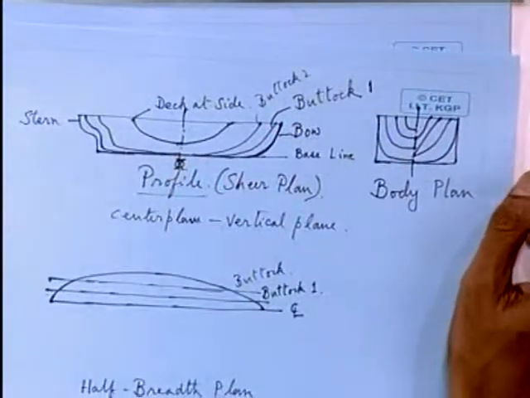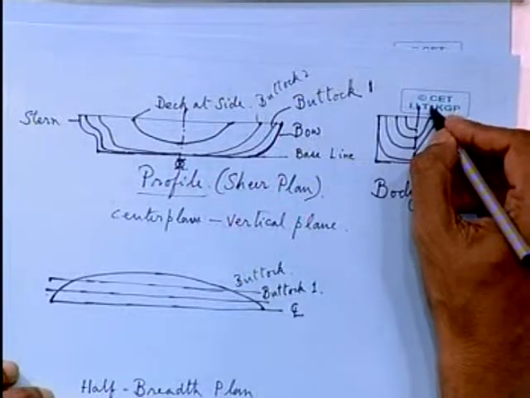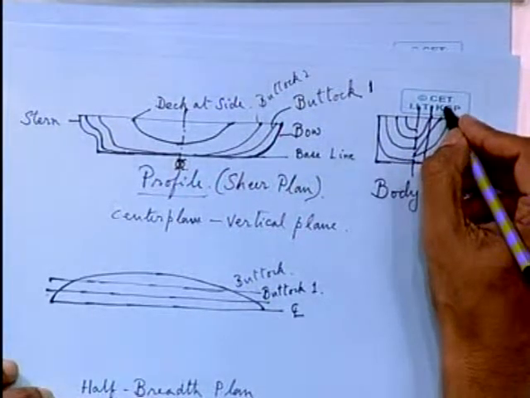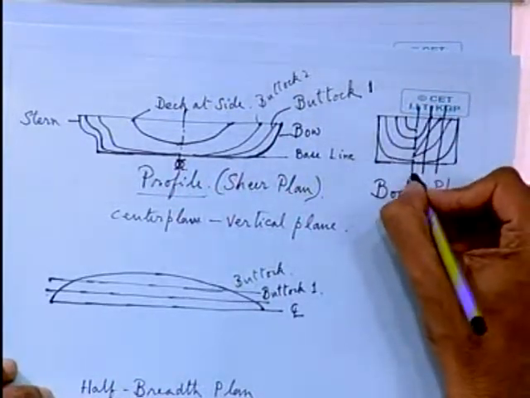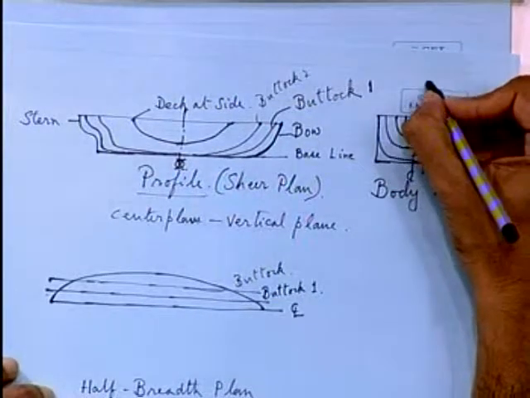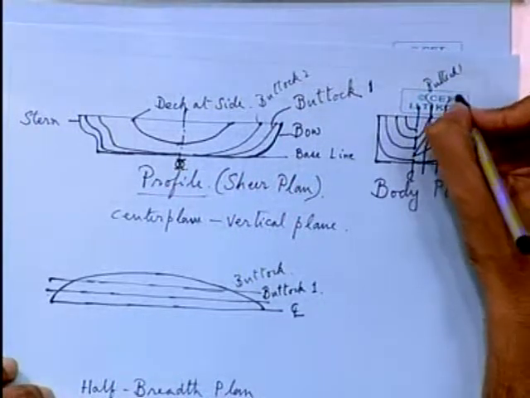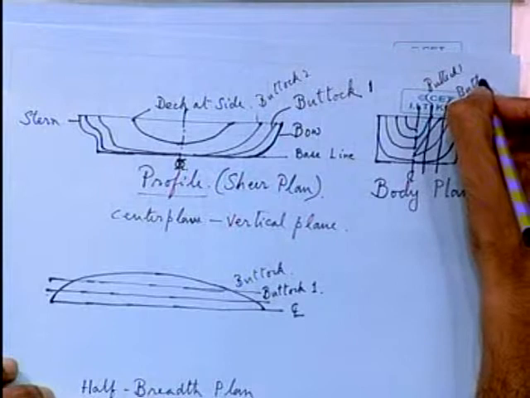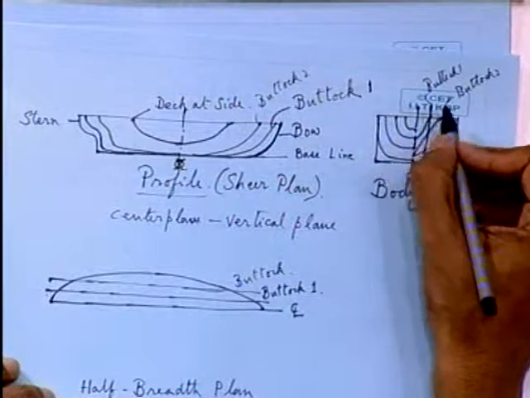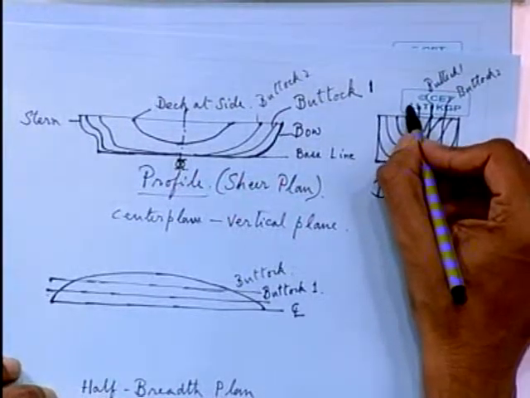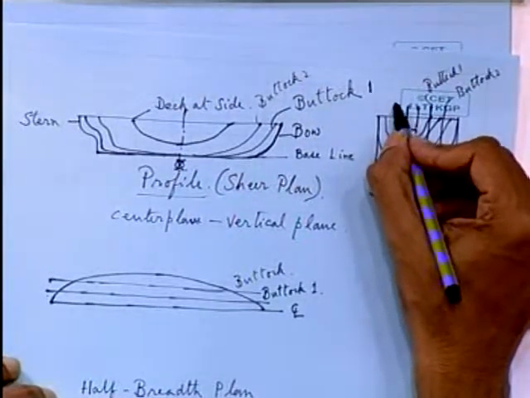So similarly in the body plan, if you look at the buttock, this will be a vertical line like this. So this is your center line. So this will be the position of, say, buttock 1. This will be the position of buttock 2. The same distance on the left hand side also you can make. So this will be buttock 1, the other one will be buttock 2.